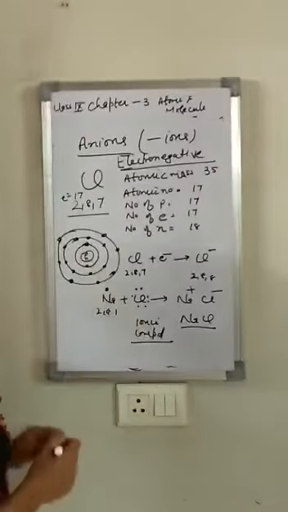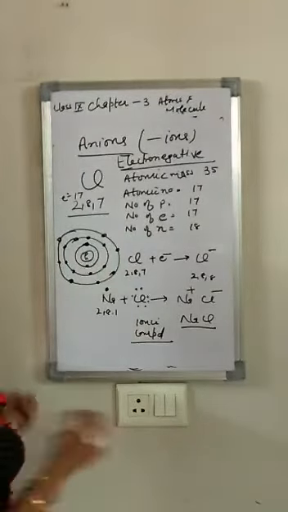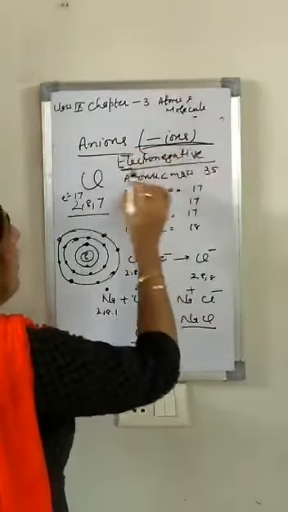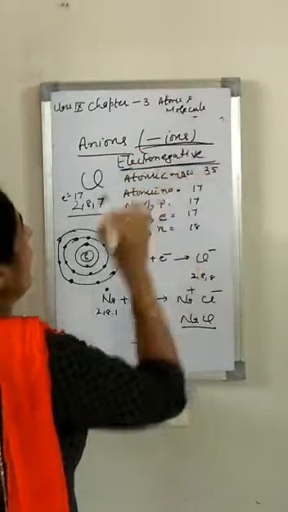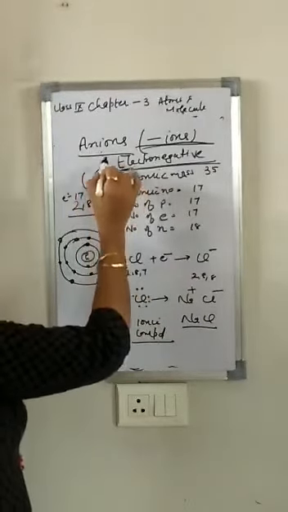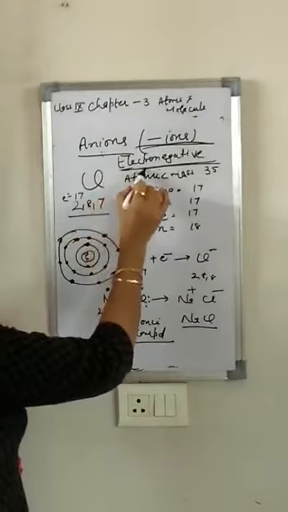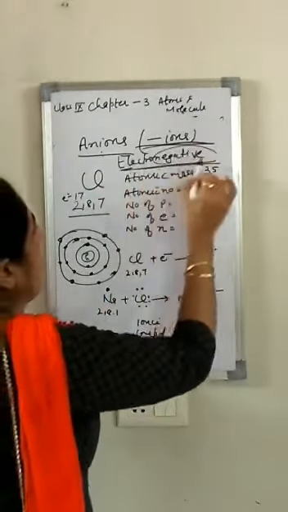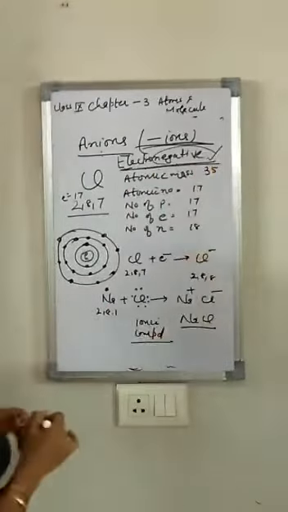After the cation, we come to the next topic of ions, that is anion. Anions are negatively charged ions. They are electronegative in nature because anions are formed by gaining of electrons. They gain the electron and become negatively charged, and they are called electronegative.